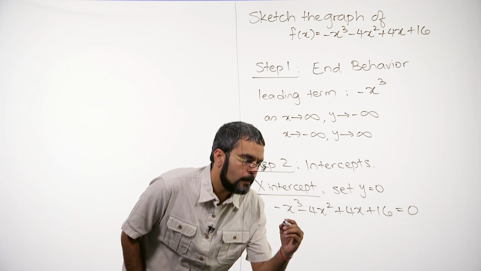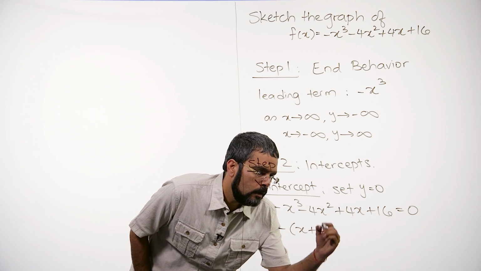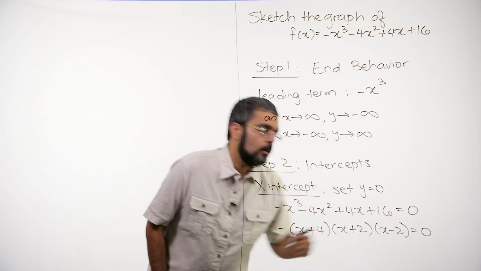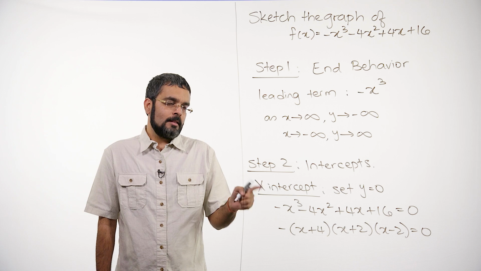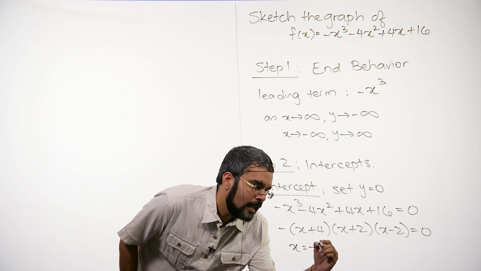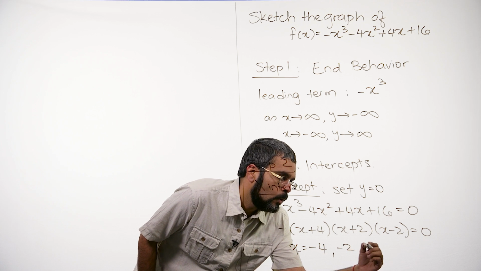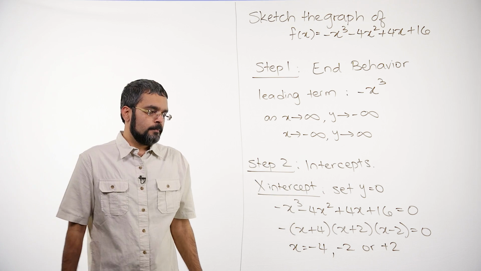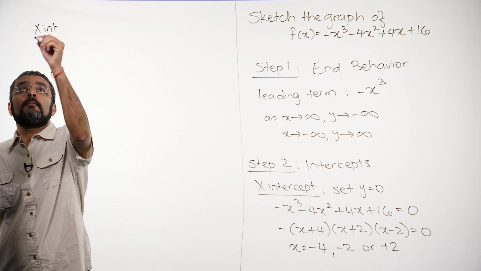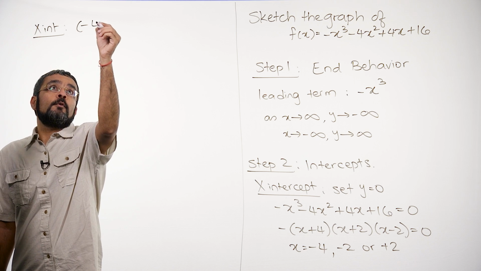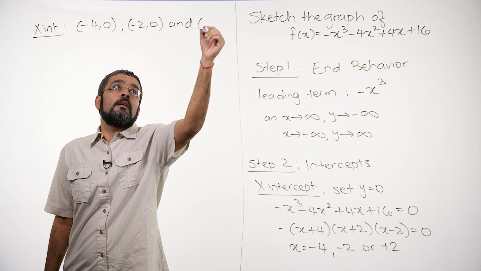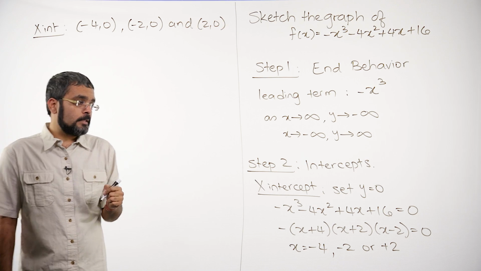If you factor this, I'm going to get negative (x plus 4)(x plus 2)(x minus 2) equal to 0. Now, how did I factor this? That'll be a question for the quiz. So we get x equals negative 4, negative 2, or positive 2. So my x-intercepts are (negative 4, 0), (negative 2, 0), and (2, 0). So I have three x-intercepts in this case.